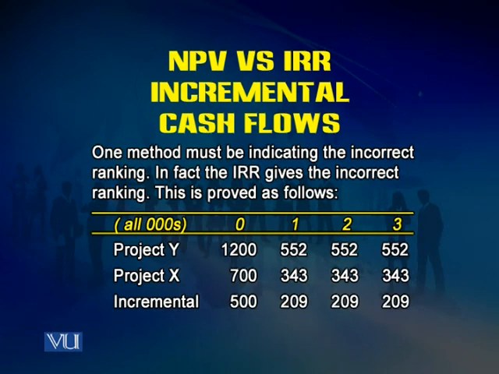Here, the difference in initial outlay is 500,000, which is the difference between the 1,200,000 of project Y and 700,000 of project X. And similarly, the cash flows for the 3 years is 209, which is the difference between the 552 and the 343 of the two projects. So here, the technique we have used is that we have calculated the incremental cash flow between the two projects. This is a technique to demonstrate which is the better technique for evaluating the projects.